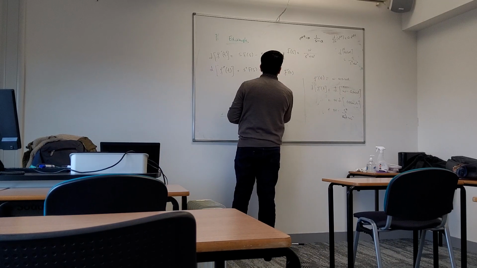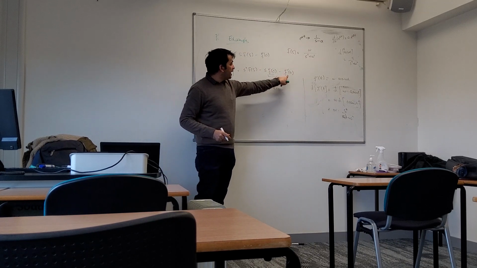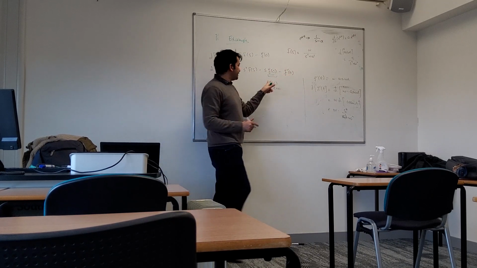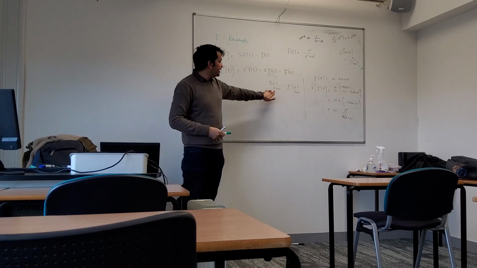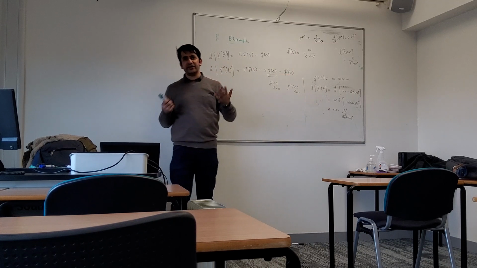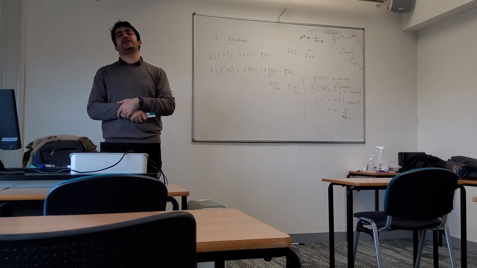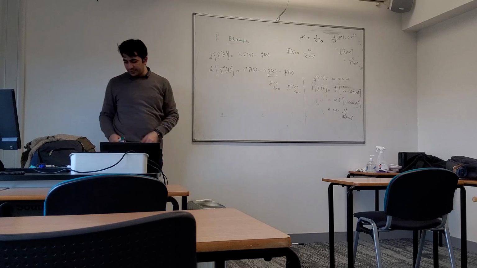This is f of t at t equals to 0. And then this is the derivative of the function, so f prime of t at t equals to 0. So here you will directly put t equals to 0 in the function. Here, first you will take the derivative of the time domain function and then put t equals to 0. Okay, this is how we find the Laplace of the double derivative.